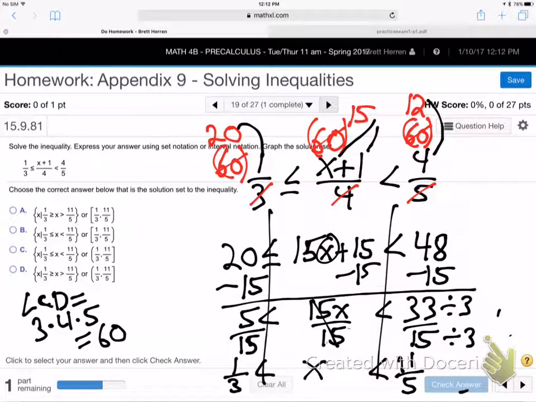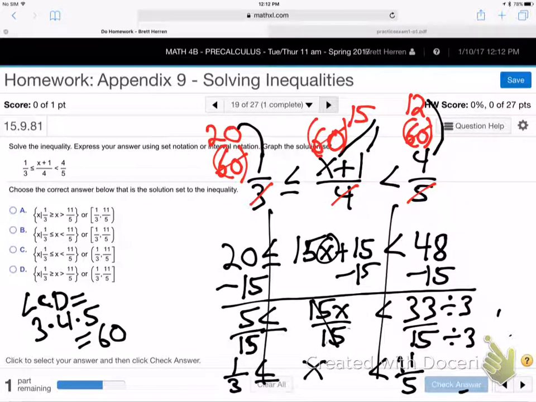There we go. And they want interval. You can tell which one it is. 1/3 to 1 to 11/5. Oh, and I lost the bar here, didn't I? It was less than or equal to, and I suddenly lost that. It's supposed to be less than or equal to, less than or equal to.